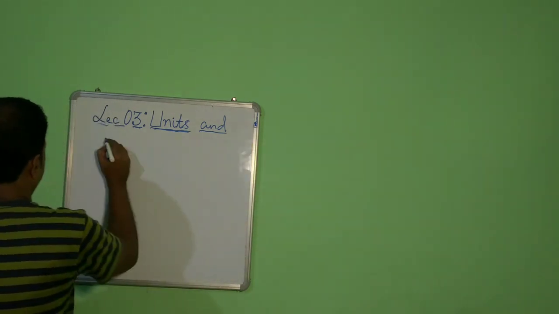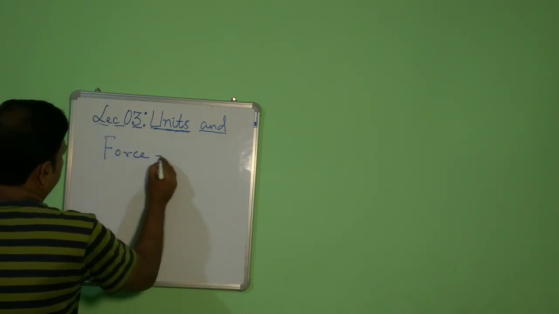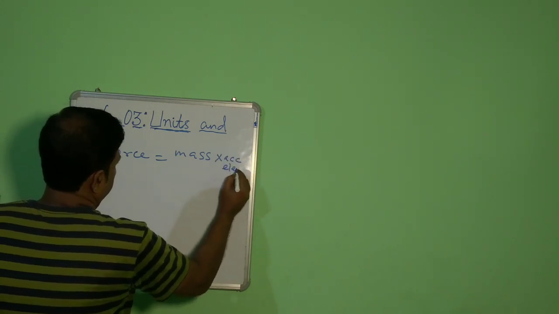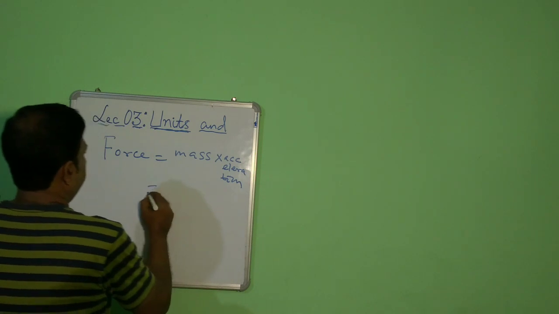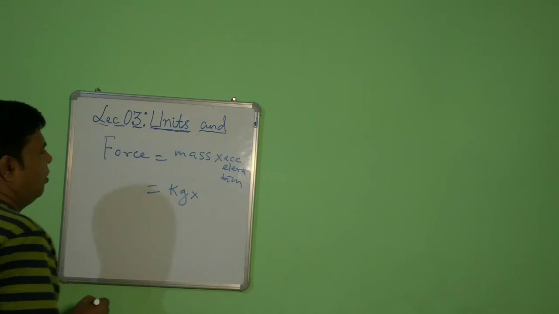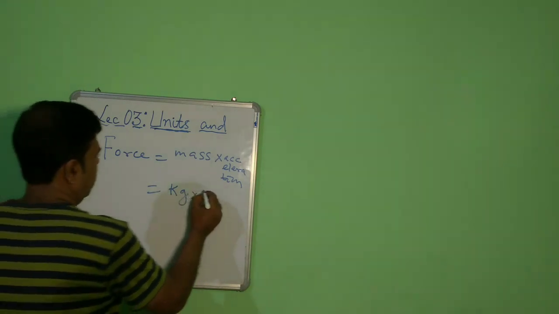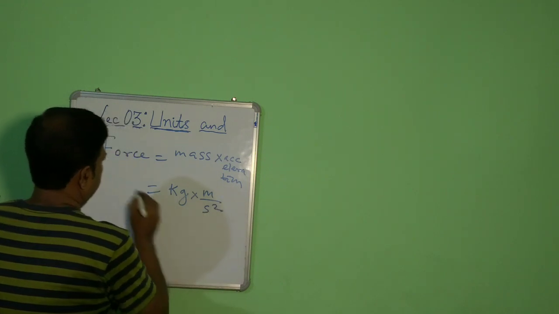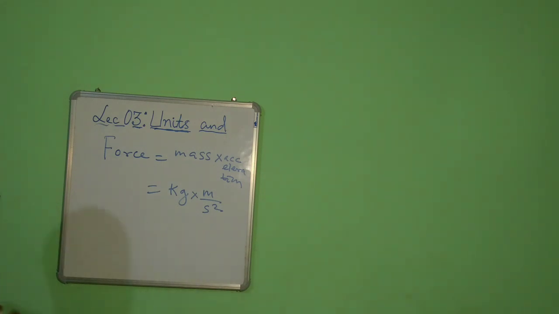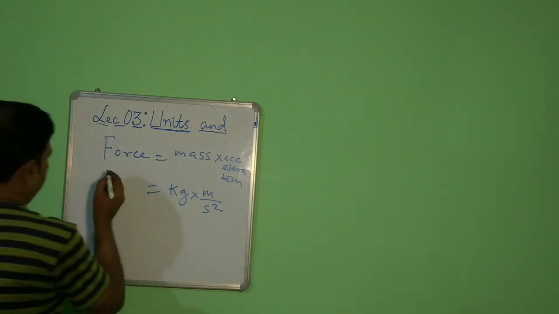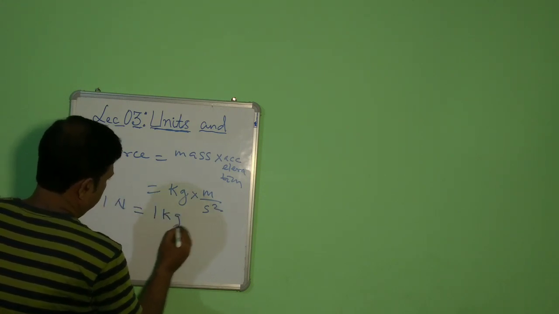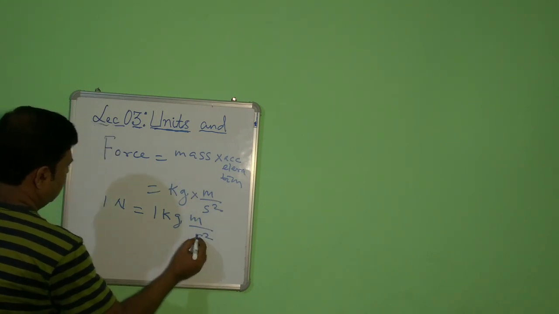Similarly, force is another derived quantity. We know that force is mass into acceleration. The unit of mass in the SI system is kg, and we just found out the SI unit of acceleration being meter per second square. So that becomes kg meter per second square. But in the SI system there is a separate name for this unit of force, that is 1 Newton. So 1 Newton is 1 kg meter per second square.